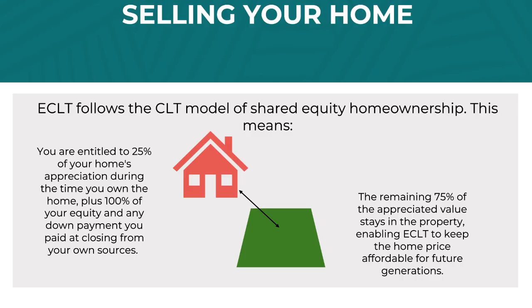When you go to sell your home, you are entitled to 25% of your home's appreciation during the time you own the home, plus 100% of the equity that you put in and any down payment you paid at closing from your own sources. The remaining 75% of the appreciated value stays in the property, and that enables ECLT to keep the home price affordable for future generations.